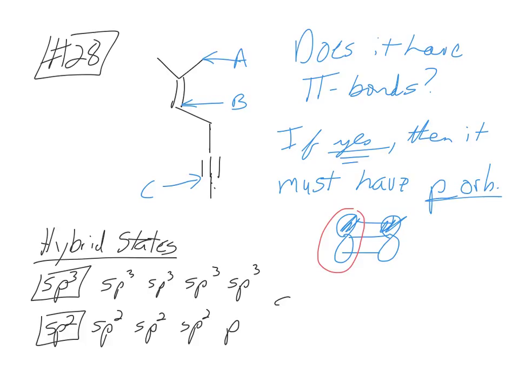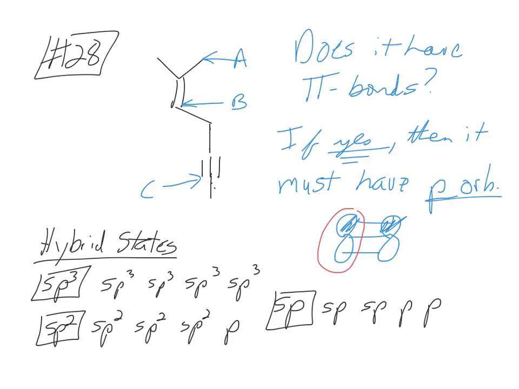Another hybrid state is sp. The molecular orbitals associated with that are sp, sp, and then 2 p's. How many p orbitals does an sp hybridized atom have? 2. How many pi bonds can it make? 2. So at least we know that. We'll talk about where we get these hybrid orbitals from later, but you can take my word for it right now. These are the facts.